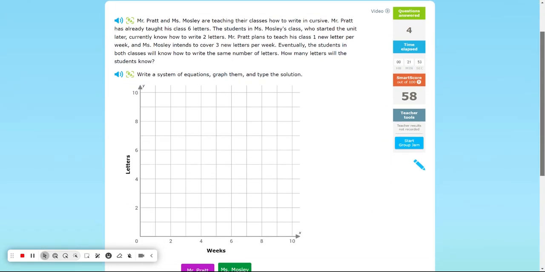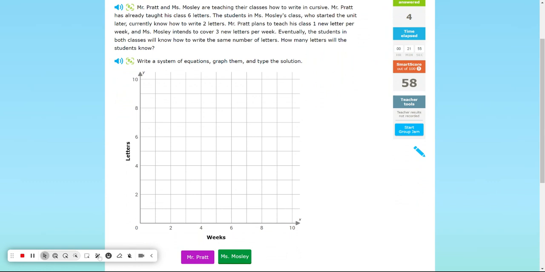Alright, so let's move it up a little bit over here. See everything. Okay. So let's set up for Mr. Pratt. Mr. Pratt. Okay. So y equals. Alright, so what does he do here? He already taught his class 6 letters. So this is a set number, so it should be in the back. Okay. And then what else did he do? Mr. Pratt planned to teach 1 new letter per week. Alright, so that's 1x. Okay, 1 new letter per week.